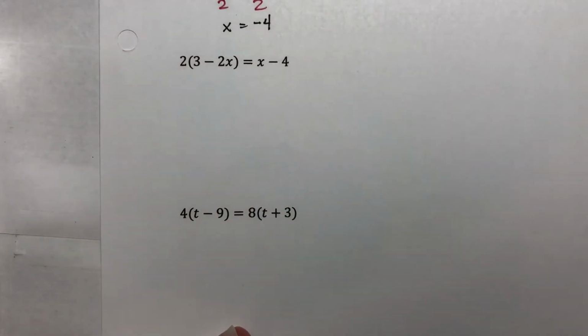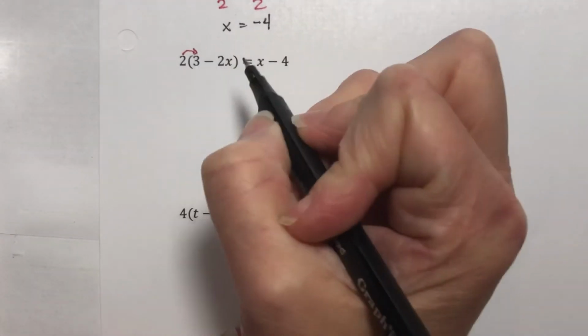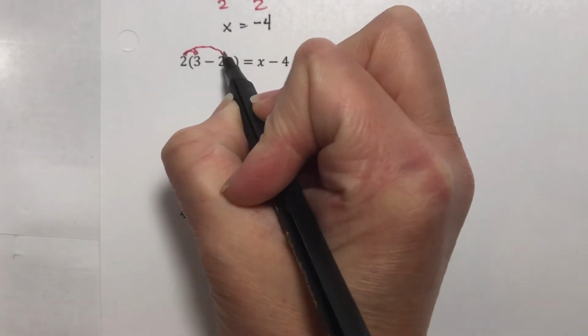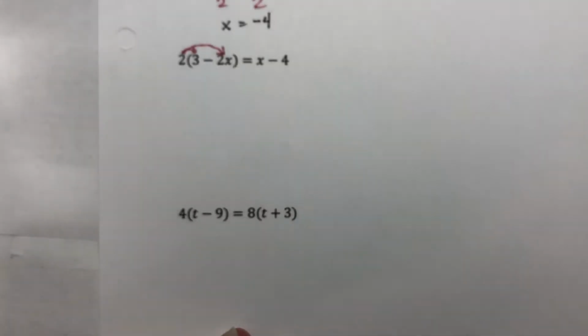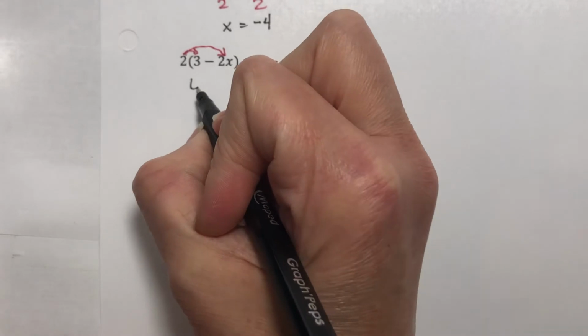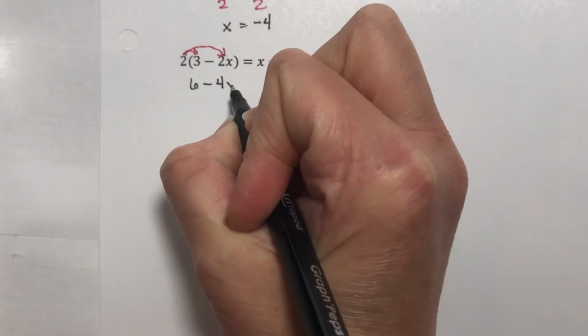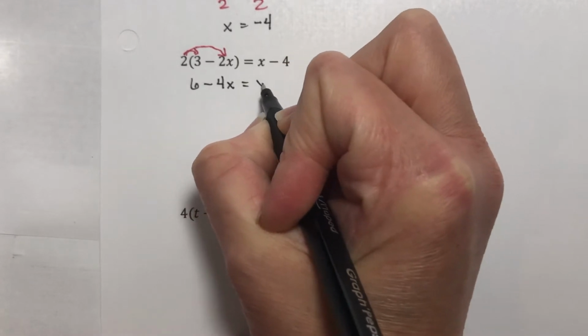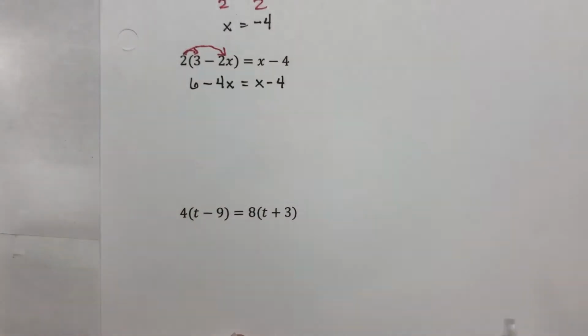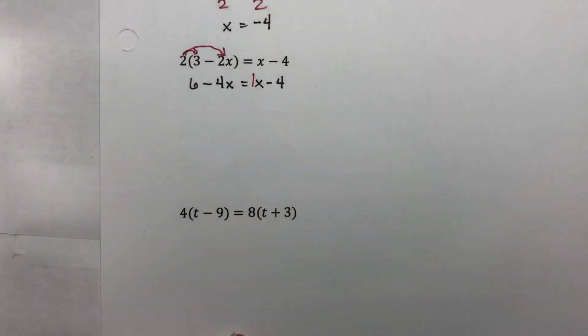It's a multiplication. So what we do is we take this 2 and we're going to multiply it here and then also multiply it here. Some teachers call this the rainbow method. 2 times 3 is 6, minus 2 times 2 is 4, so that's 4x, is equal to x minus 4. Now, remember that this is an understood 1 right there. I don't normally write that in, but it's helpful to remember that it's there.